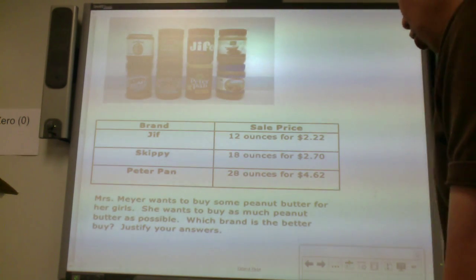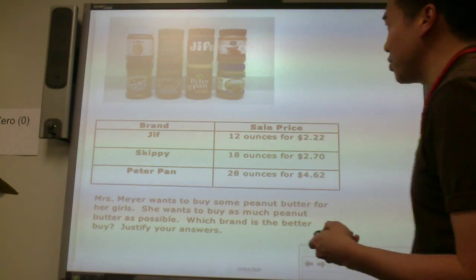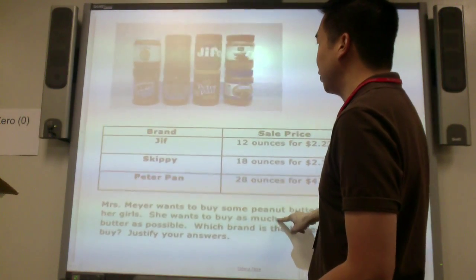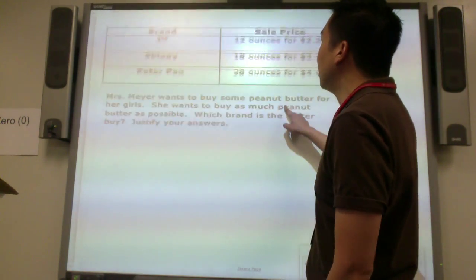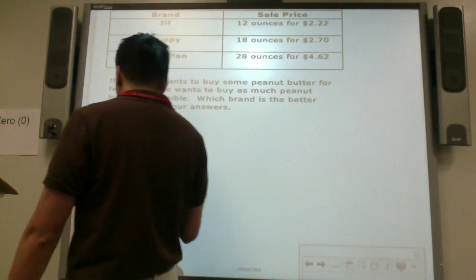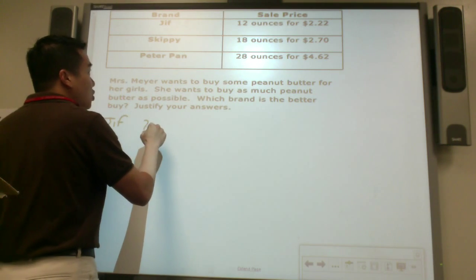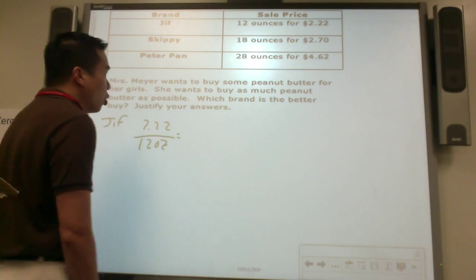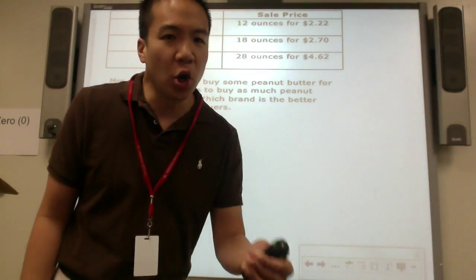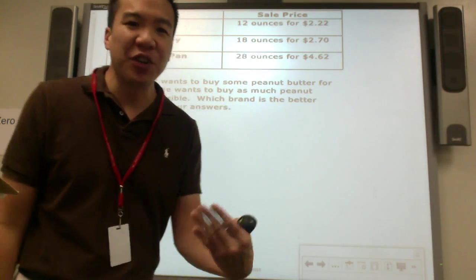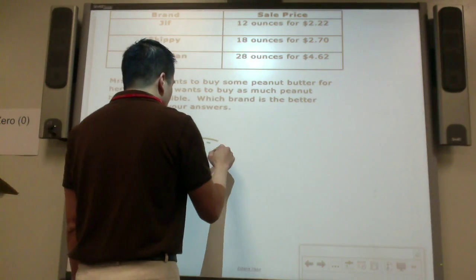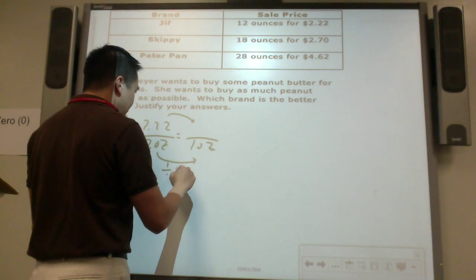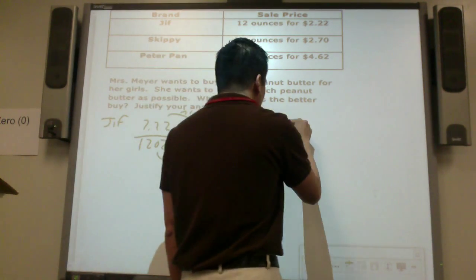Jif costs $2.22 for 12 ounces. So let's do Jif. I want to know which one is the cheapest per ounce, or cheapest for every 1 ounce. So how do I break it down from 12 ounces to 1 ounce? Divide by 12.